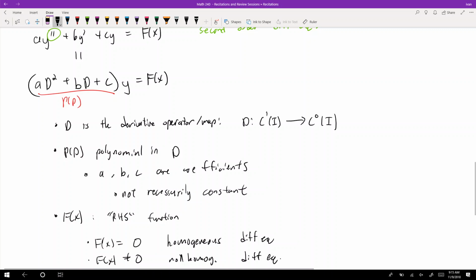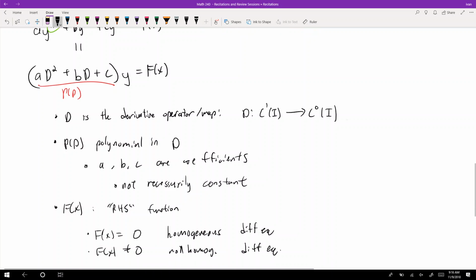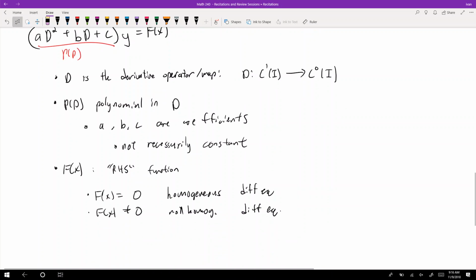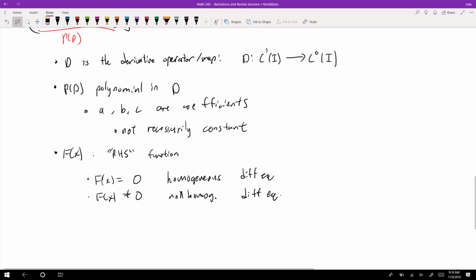So that should be familiar, right? Because when we were talking about systems of equations, we had homogeneous systems and non-homogeneous systems, which were the exact same thing. You had the right-hand side either be 0 or not 0. Okay, so that's f of x. What else?